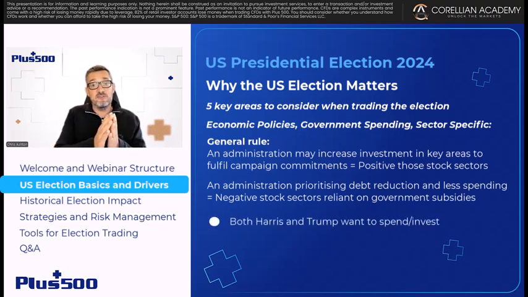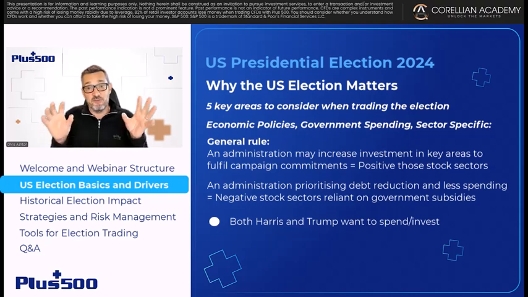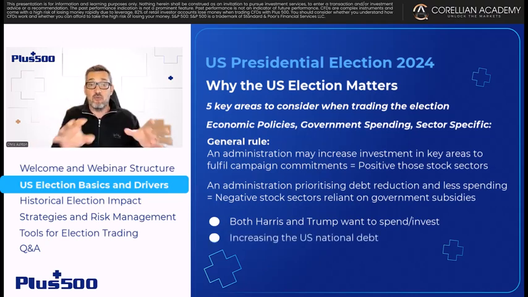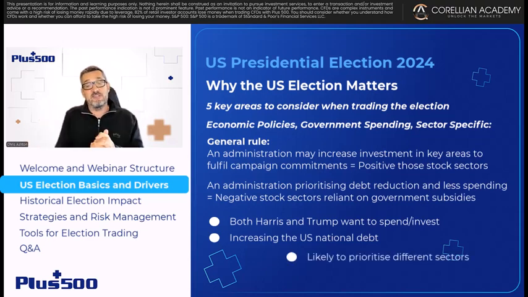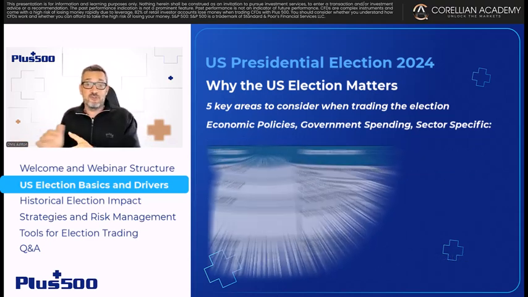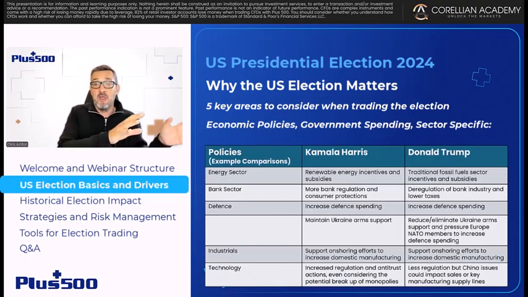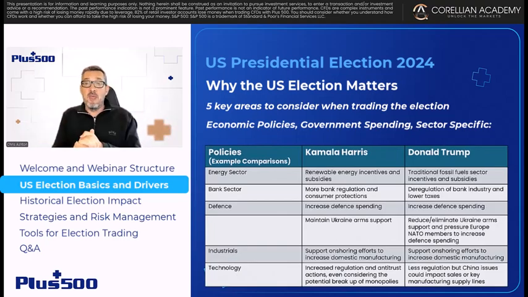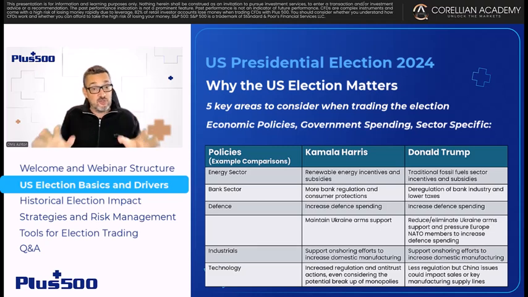In the 2024 election, both candidates want to spend and invest, increasing the country's national debt to do so, but they are likely to prioritise different sectors. The table on screen sets out a general guide to how a Kamala Harris or Donald Trump win may impact these sectors. I should say this isn't investment advice.